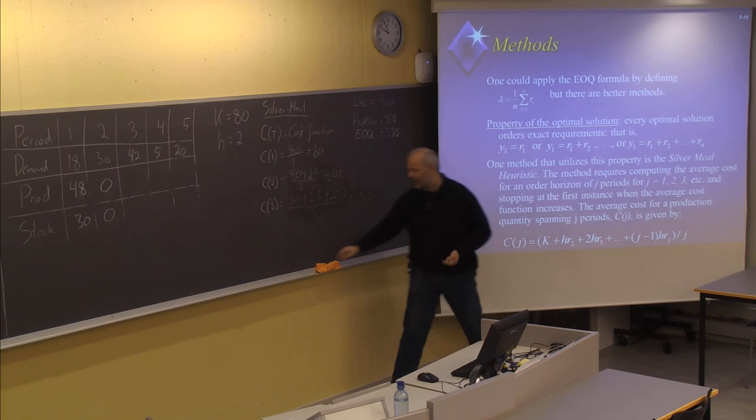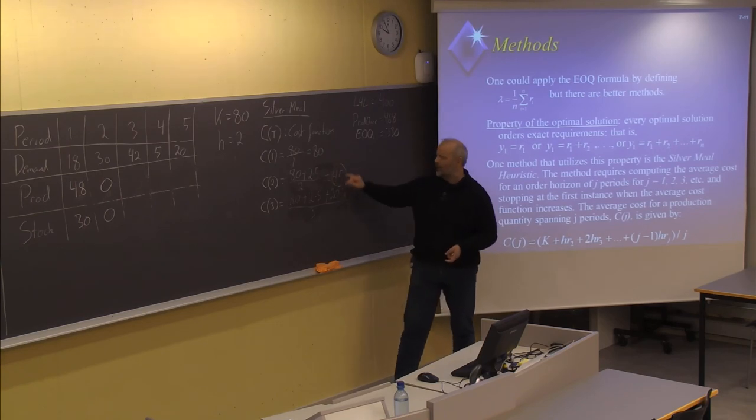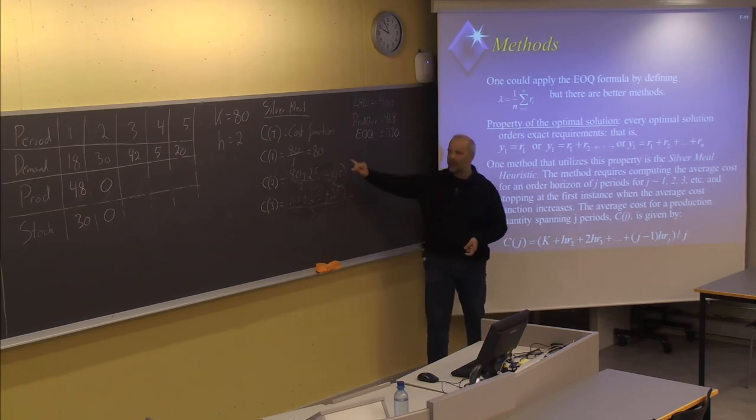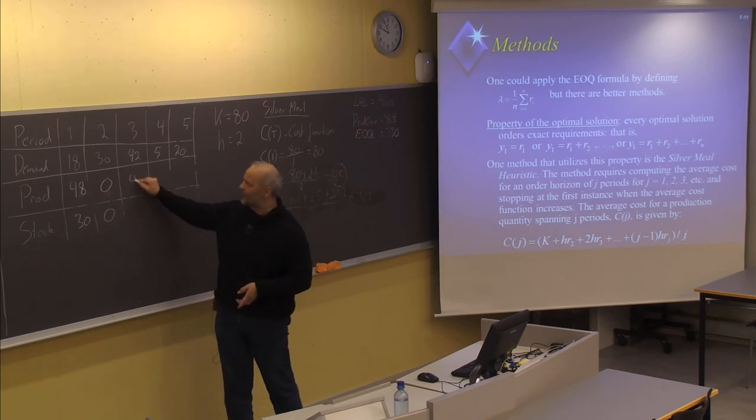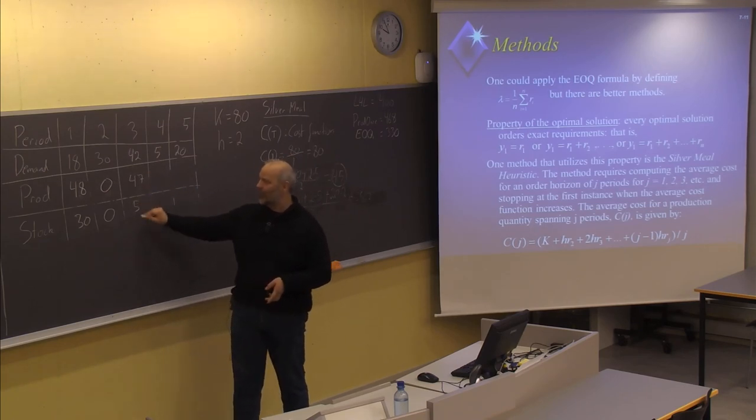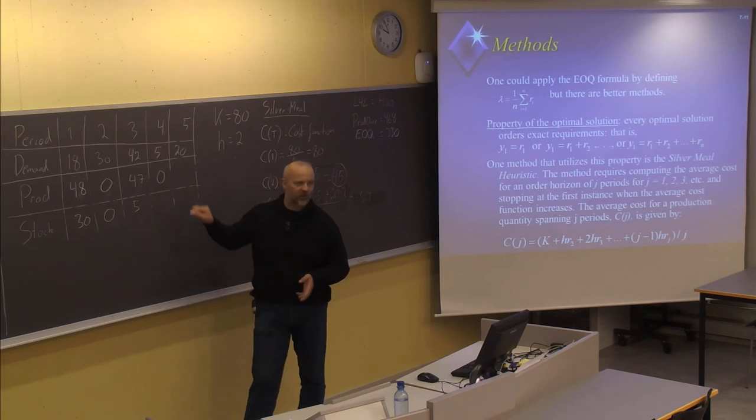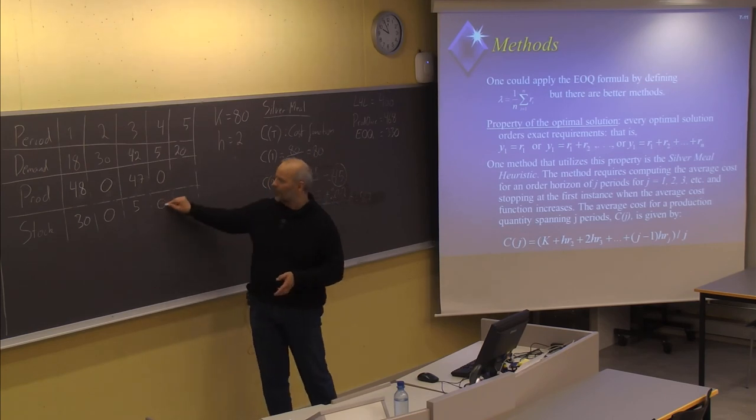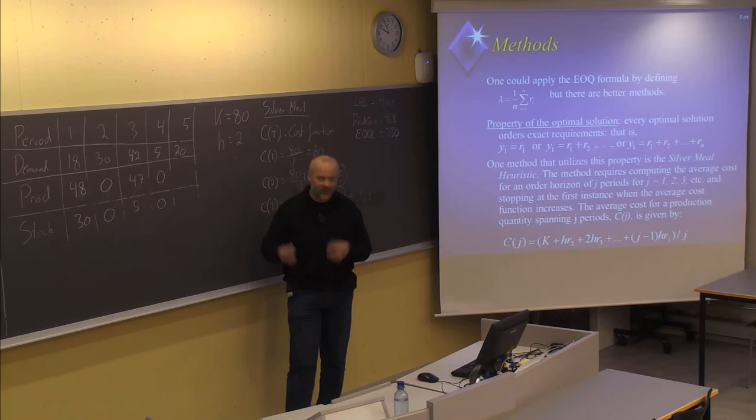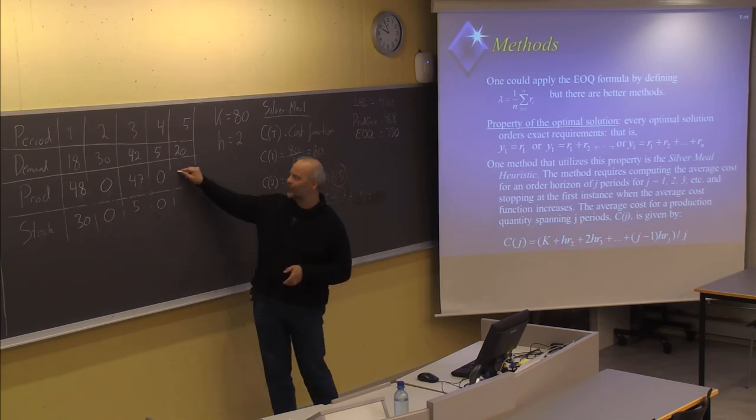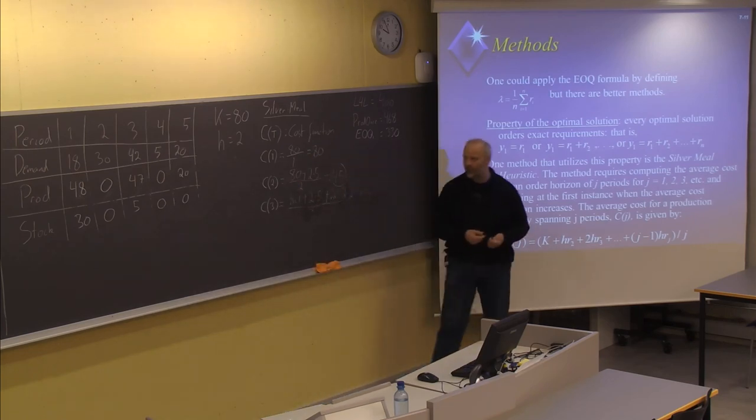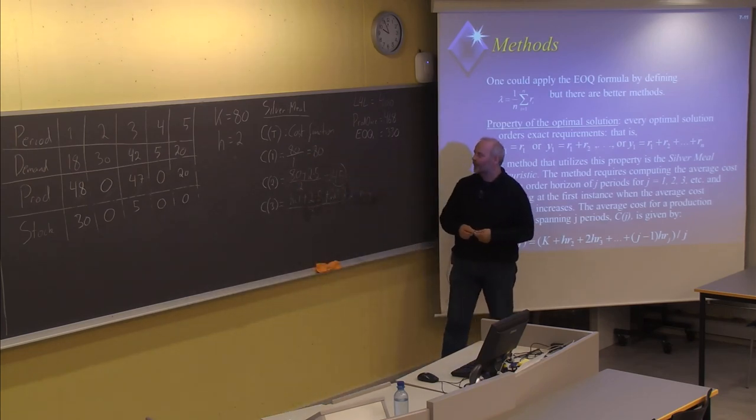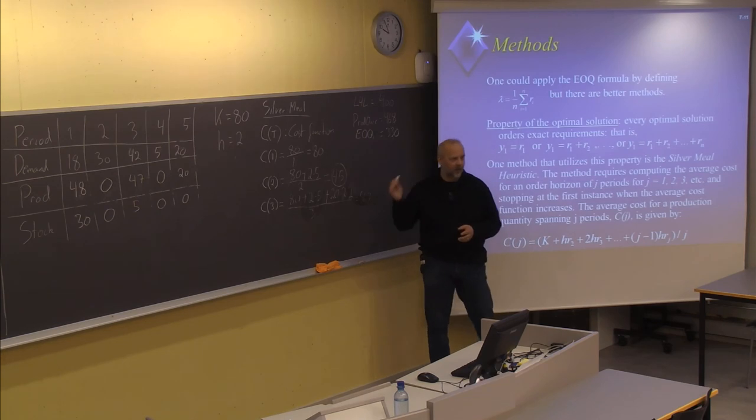And since this number is smaller than this number, we should produce for only 2 periods in period number 3. Produce 47, store 5 of them to the next period, and then no production in period number 4, and no stock left in period number 4. And then, well, only 1 period left, means that you should produce 20 and no stock left to the next period. This is in, yeah, question?